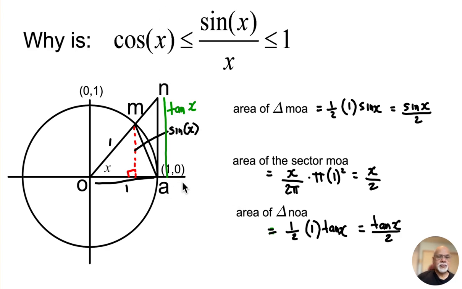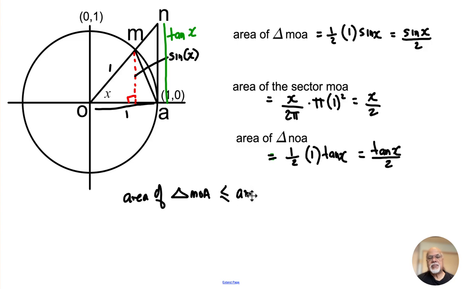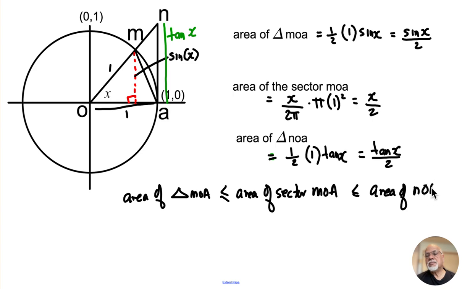Now, you can tell from the picture that the area of triangle MOA is less than or equal to the area of the sector MOA, which would be less than or equal to the area of NOA. Right, just looking at the picture.